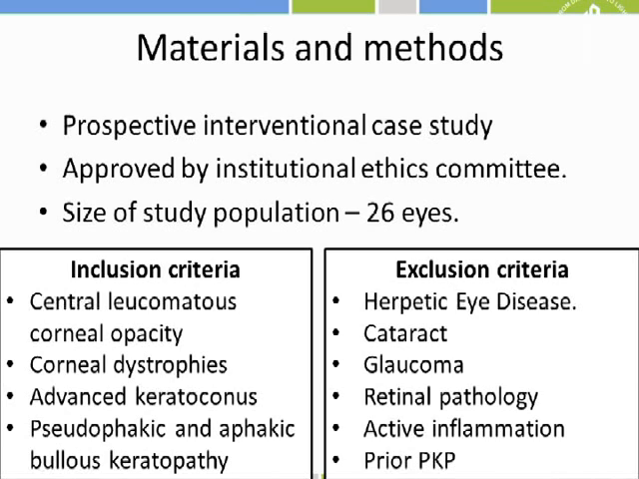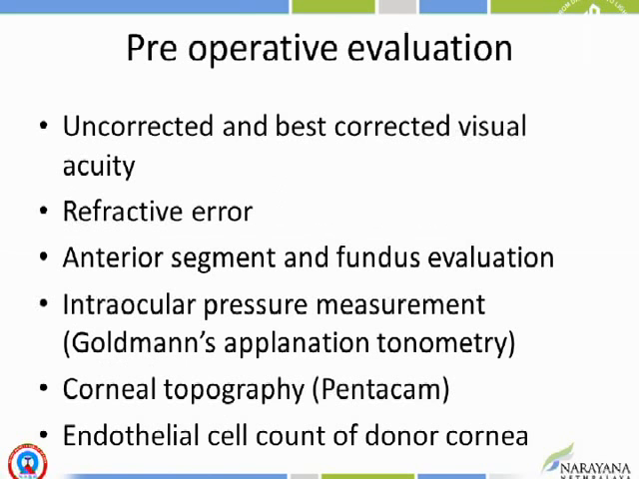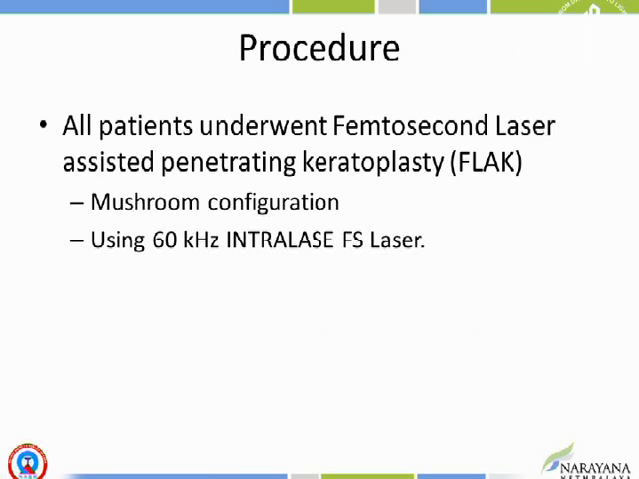It was a prospective interventional case study, and the size of the study population was 26 eyes. All patients eligible for penetrating keratoplasty were included; pathology decreasing the vision, and active inflammation were excluded. Preoperatively, we assessed the uncorrected and best corrected visual acuity, refraction, the anterior segment and fundus, intraocular pressure, corneal topography measured using Pentacam, and endothelial cell count of the donor cornea. All patients underwent a femtosecond laser-assisted penetrating keratoplasty in the mushroom configuration using a 60 kHz femtosecond laser.